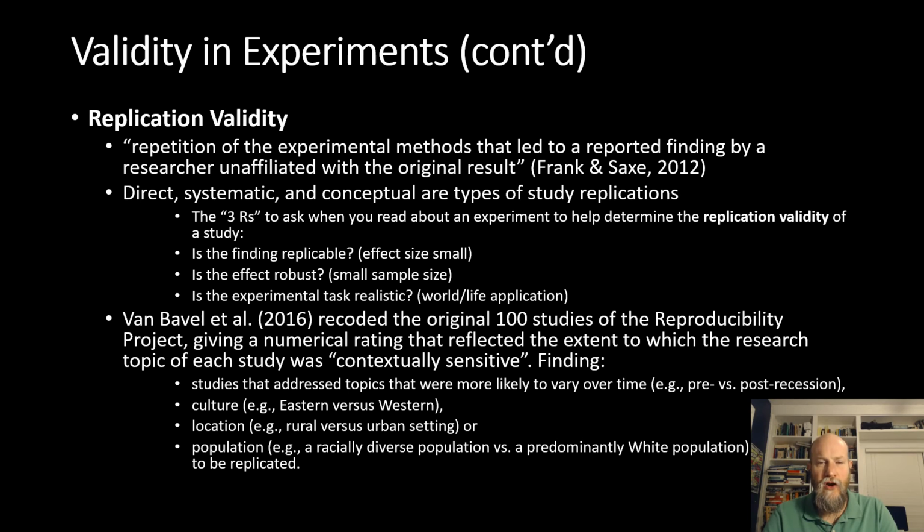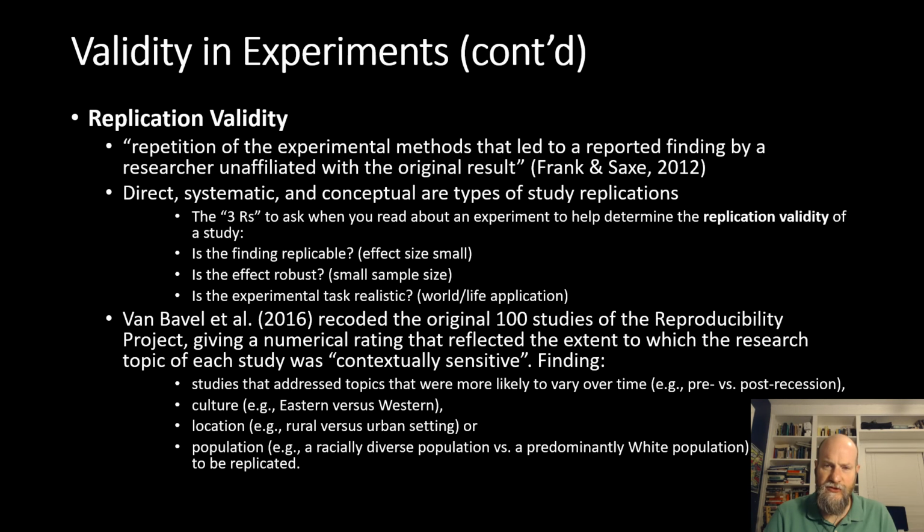So you talk about the 3 R's when you're trying to discuss whether or not a study has good replication validity. Is the finding replicable? All right. So is the effect size so small that it's not likely to be discovered again with any statistical significance? Is the effect robust, right? If it was a small sample size and you still detected it, then that's a robust effect size. And is the experimental task realistic? That's the 3rd R. Does it have real application to the world? Does it have practical significance that's meaningful?